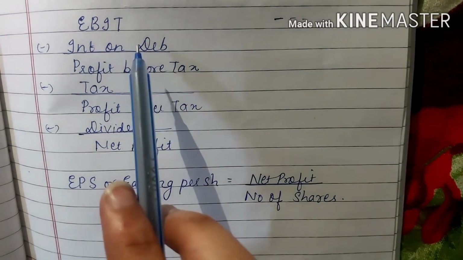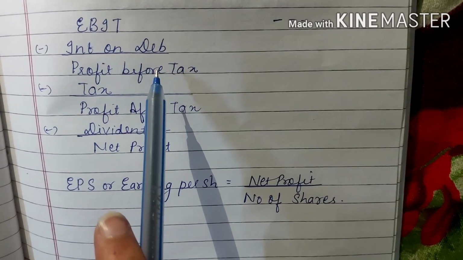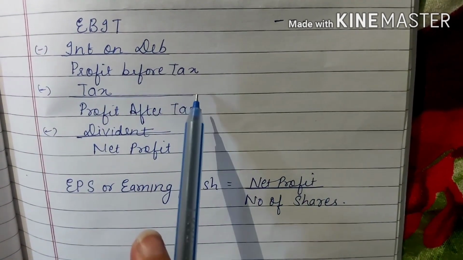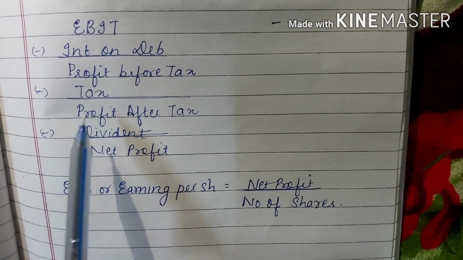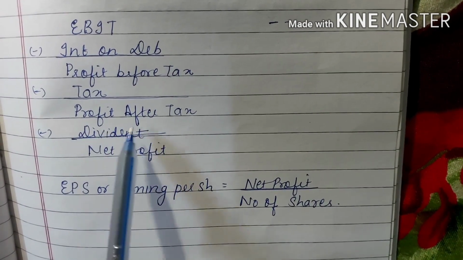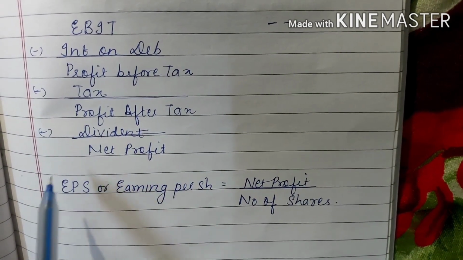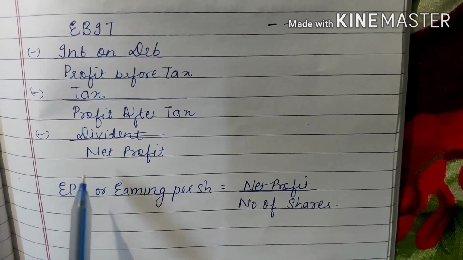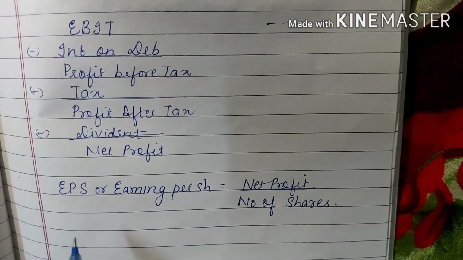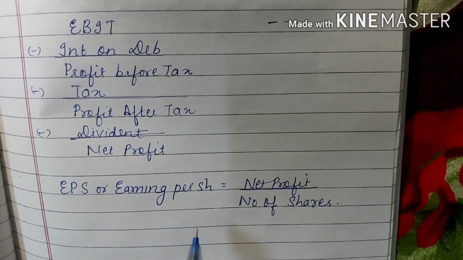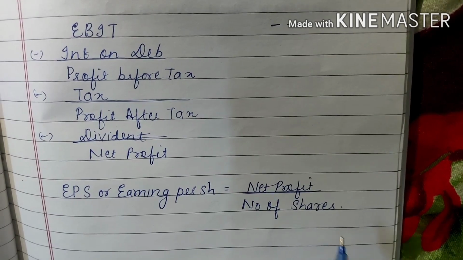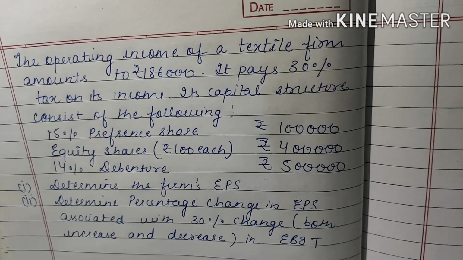It is EBIT minus interest on debenture, which will give you profit before tax. Then deduct tax, you will be provided with profit after tax, deduct dividend, and at the last you will be provided with net profits. So the formula of earning per share is net profit upon number of shares. So let's start the question.